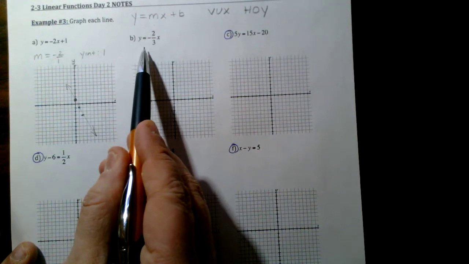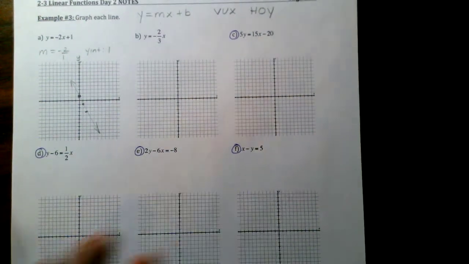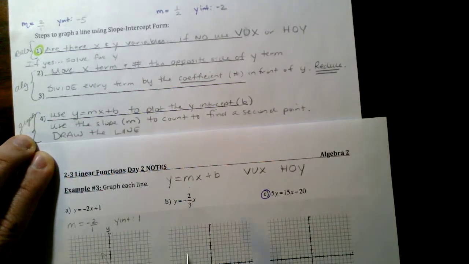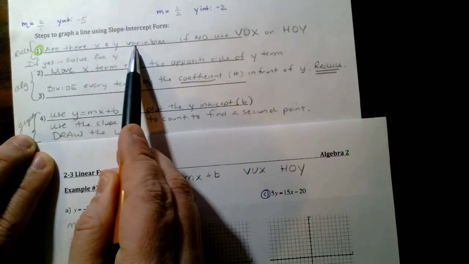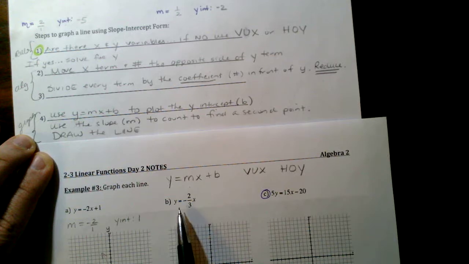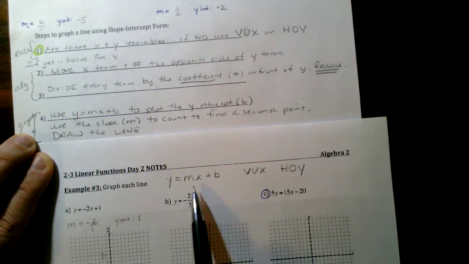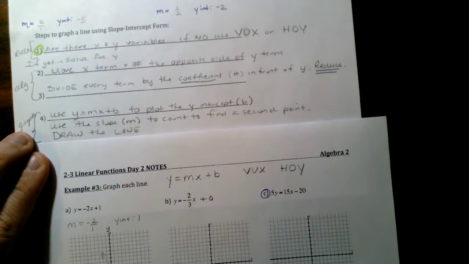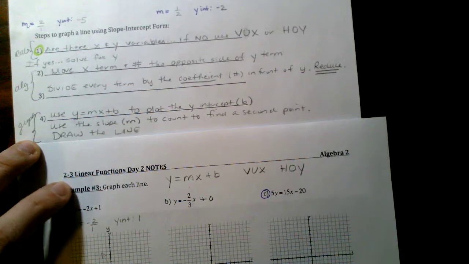Now in part B, we ask ourselves the questions from the other side. So I just want to return to those for 1 second right here. Are there x and y variables? Yes, there's x and y variables. Then this is going to be slope-intercept form. So I need to remember that there is a plus 0 at the end that is understood to be there if it isn't located there.